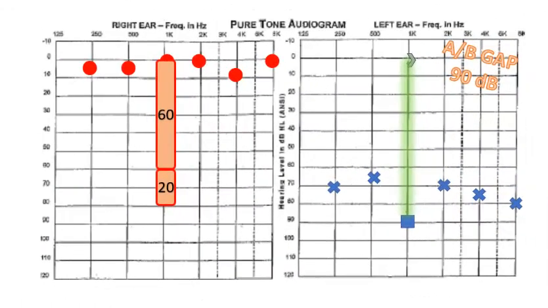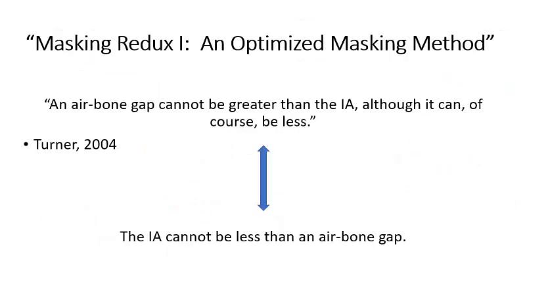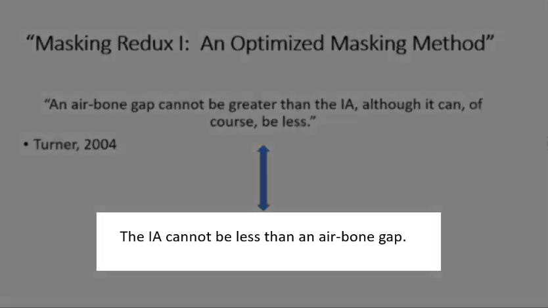Hold on again. 80 dB must be too much masking. How can you prove that it didn't cross over and cause overmasking? Well, we have an air-bone gap of 90 dB here, and if the IA was less than 90 dB, then such an air-bone gap would not be possible. As Turner has observed, an air-bone gap cannot be greater than the IA, although it can, of course, be less. In other words, the IA cannot be less than the value of an air-bone gap.